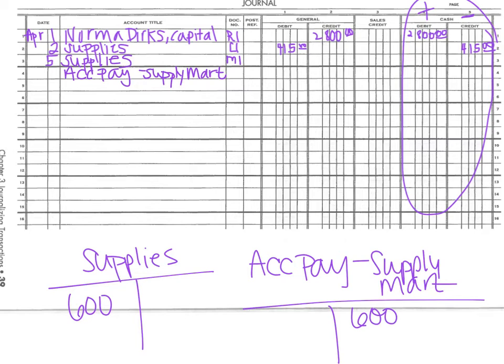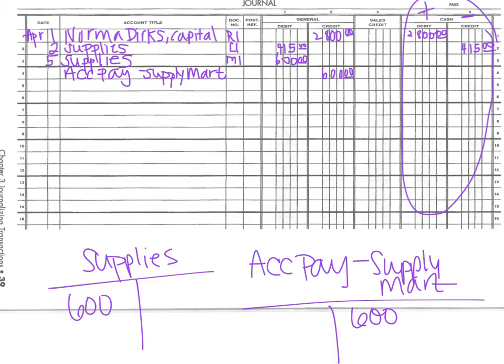Okay, so now let's record this debit and credit. So supplies was my debit, so I'm going to debit supplies for $600. And then I'm crediting accounts payable. So I'm going to go to the credit side on the general column and write $600. We've got one debit, one credit, so we're good to go. Moving on to the next transaction.